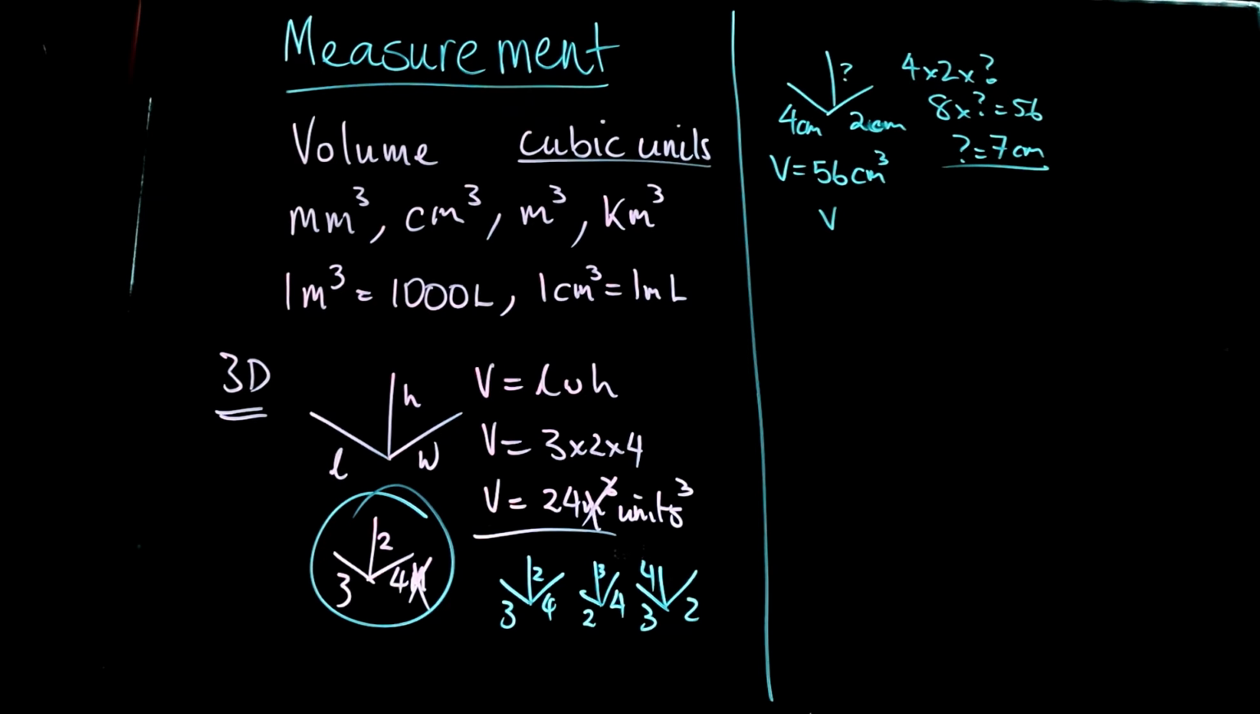We could take the formula and write it out, and then rearrange it to solve for the height, which we don't know, so we might rearrange that and make it look like that. Substitute in the numbers, 56 divided by 4 times 2 is 8, and we can get to the same answer there. H is equal to 7. Okay.